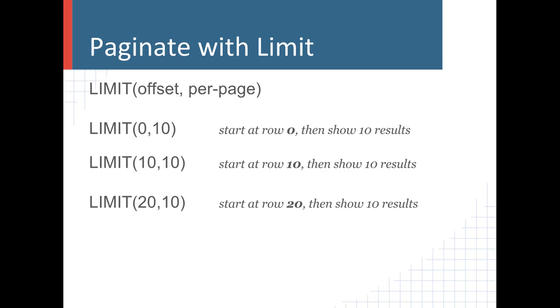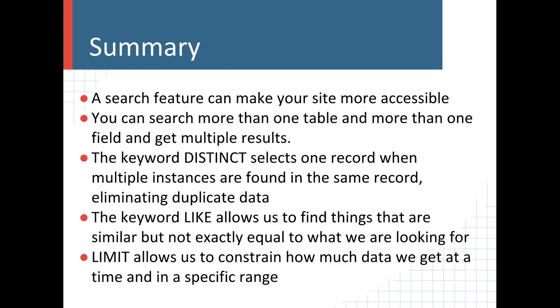In summary, a search feature can help make your site more accessible, easier to find information. You can search more than one table and more than one field to get multiple results. One of the ways that you can filter out those multiple results is by using the keyword distinct, which then selects only one record when multiple instances are found in the same record, eliminating duplicate data.